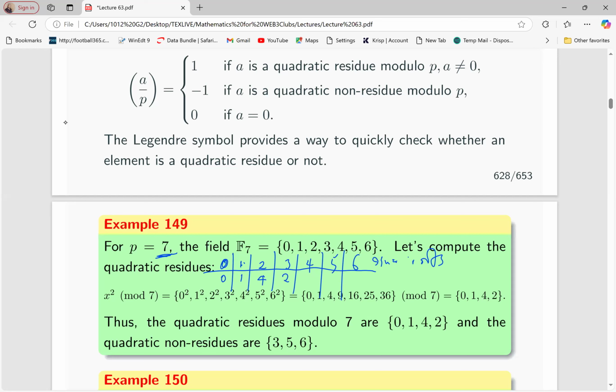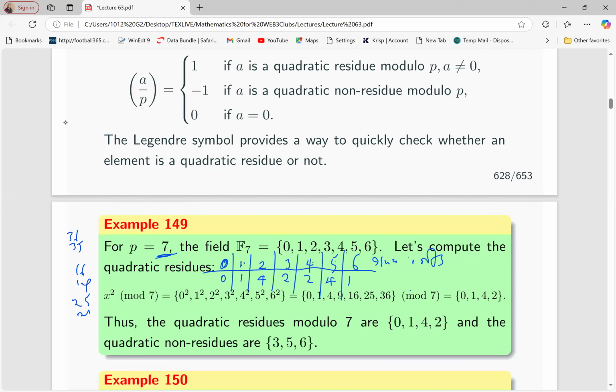Is that okay? 3 times 3 will be 2 mod 7. And this is 16 minus 14, and again that is 2. And this will be 25, 25 minus 21, that would be 4. And this will be 36 minus 35, and that will be 1.